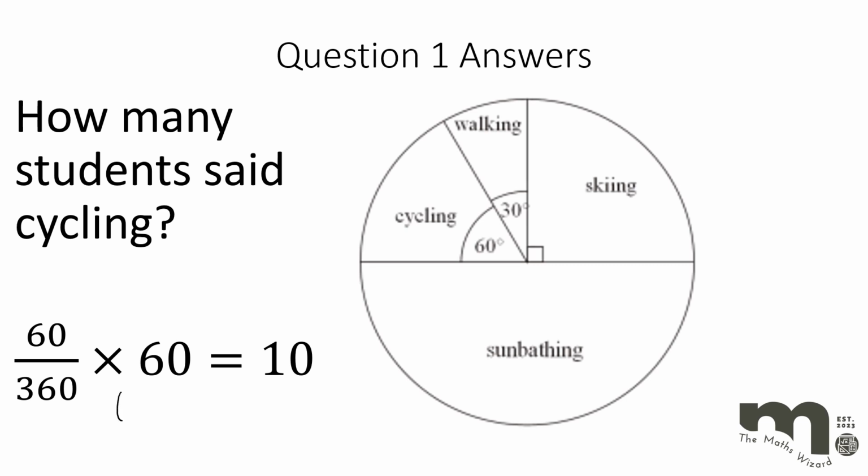If you were doing this on a non-calculator paper, you might find it more straightforward to simplify the fraction. So this would simplify down to 1/6 because you've got 60 on the top, 360 on the bottom, and then you could just do 60 divided by 6 to get your 10 there. So sometimes simplifying the fraction might help on a non-calculator paper.